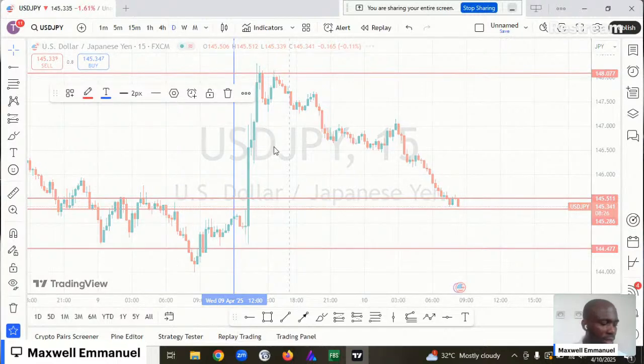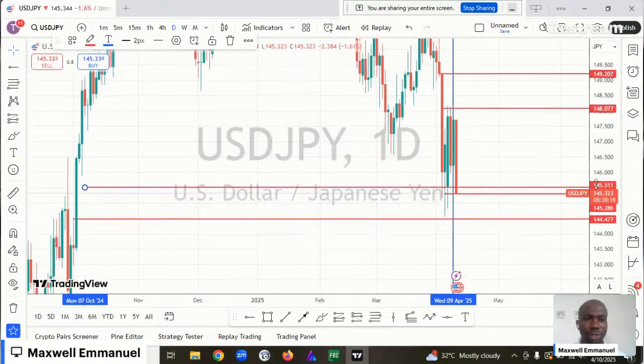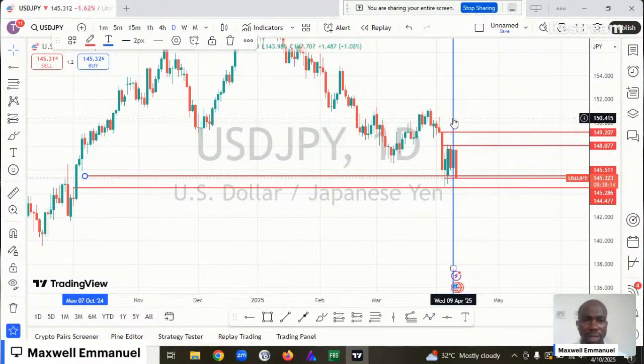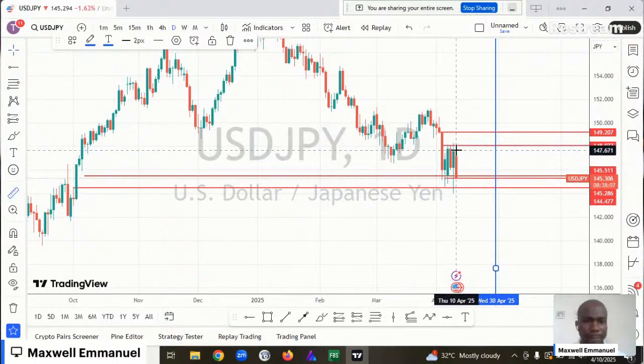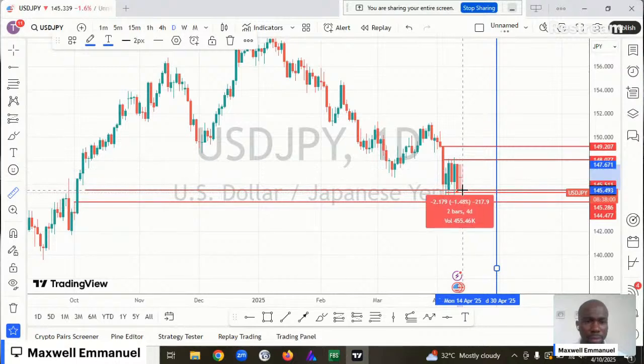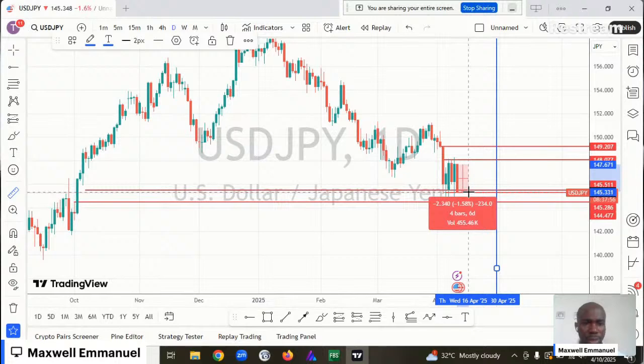Let's start with the daily. Wow, USD JPY has been bearish since the open of the market. Strongly bearish. That's about 230 something pips from the opening to the current market price. Over 200 and something pips on USD JPY. It's been strongly bearish.